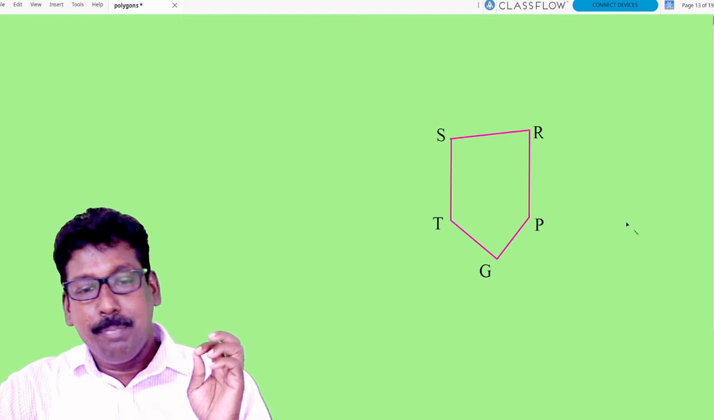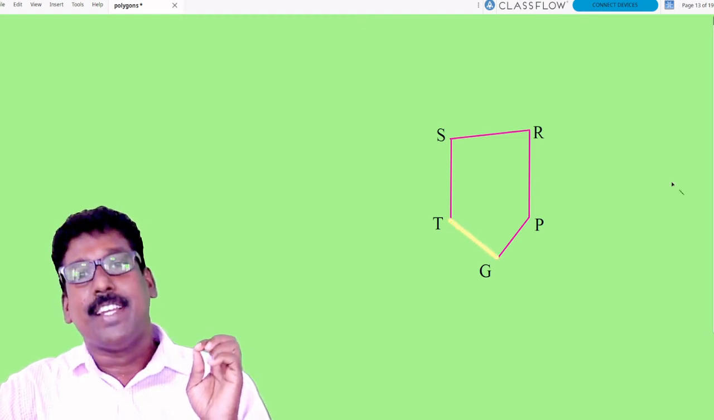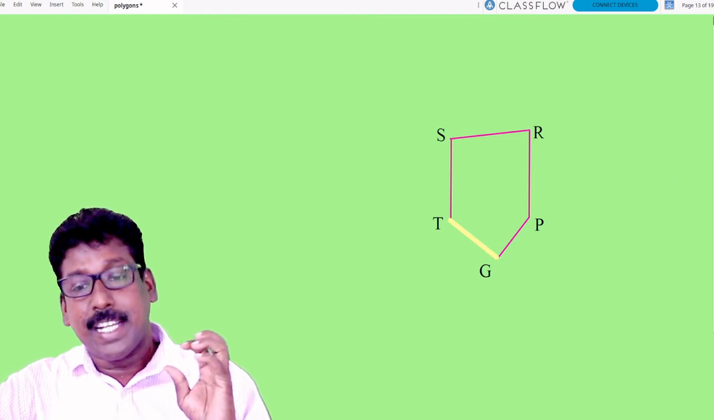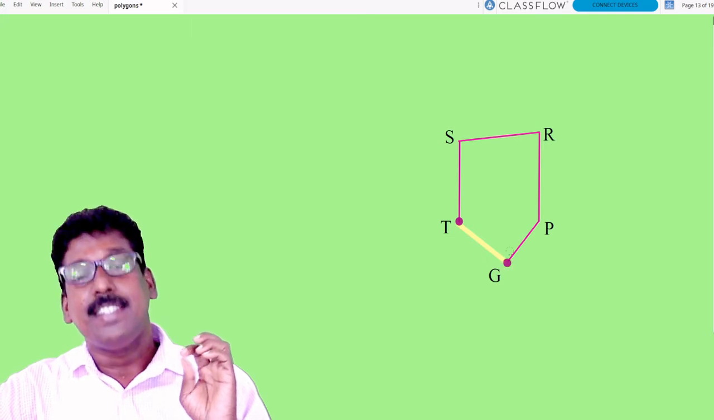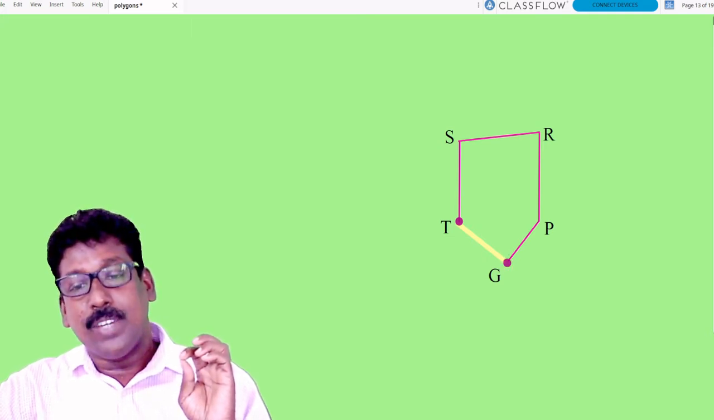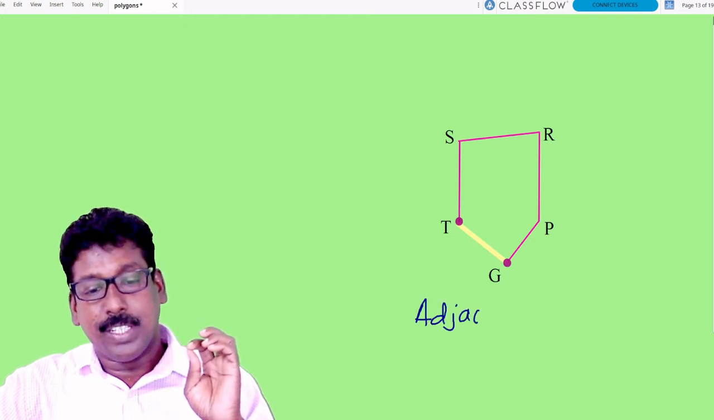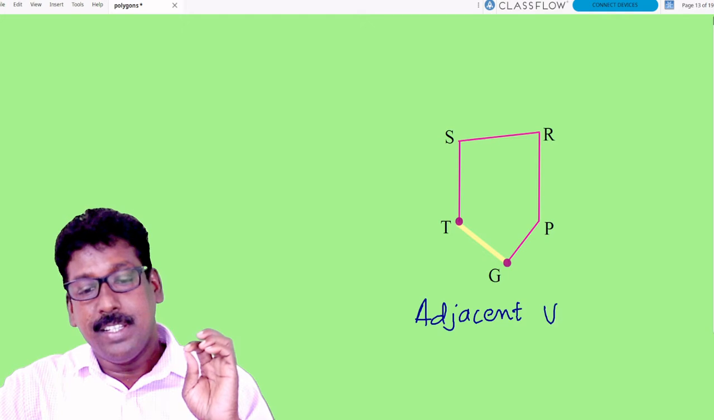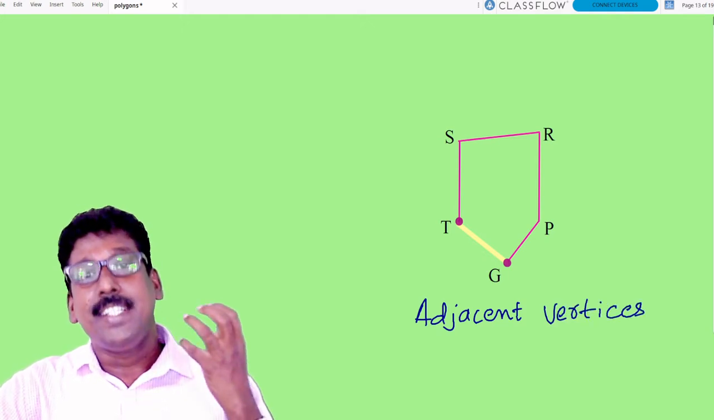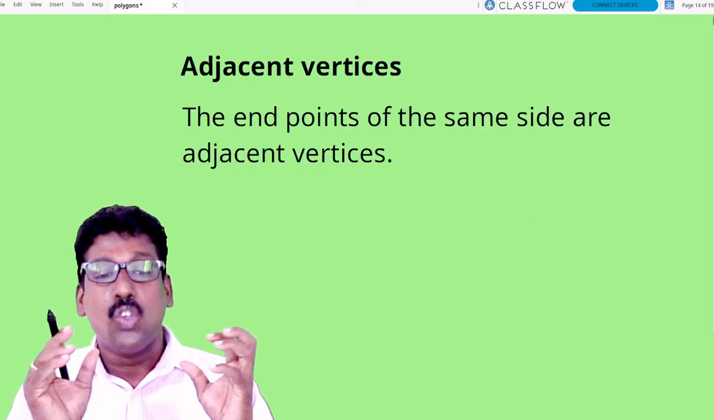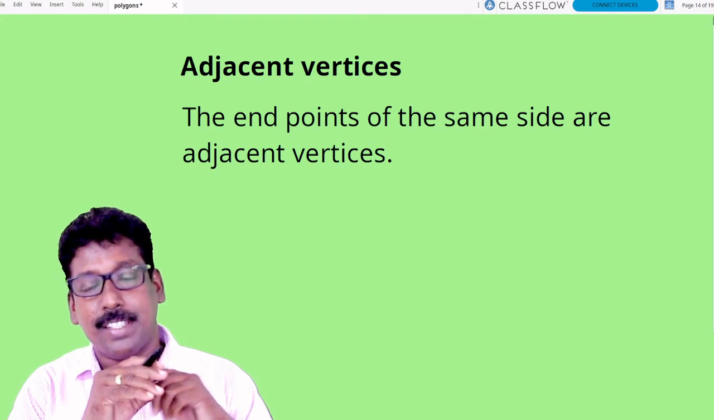Now let me consider a side. TG is the side. Now TG contains two vertices, that is T and G. These vertices we can call adjacent vertices. So what are adjacent vertices? Endpoints of the same side are called adjacent vertices.